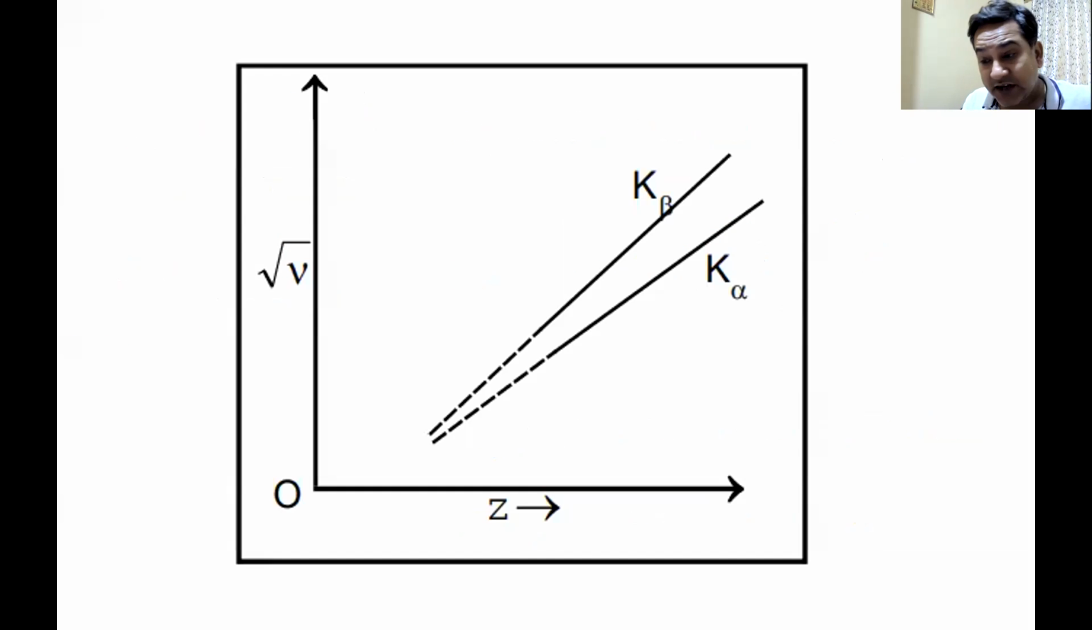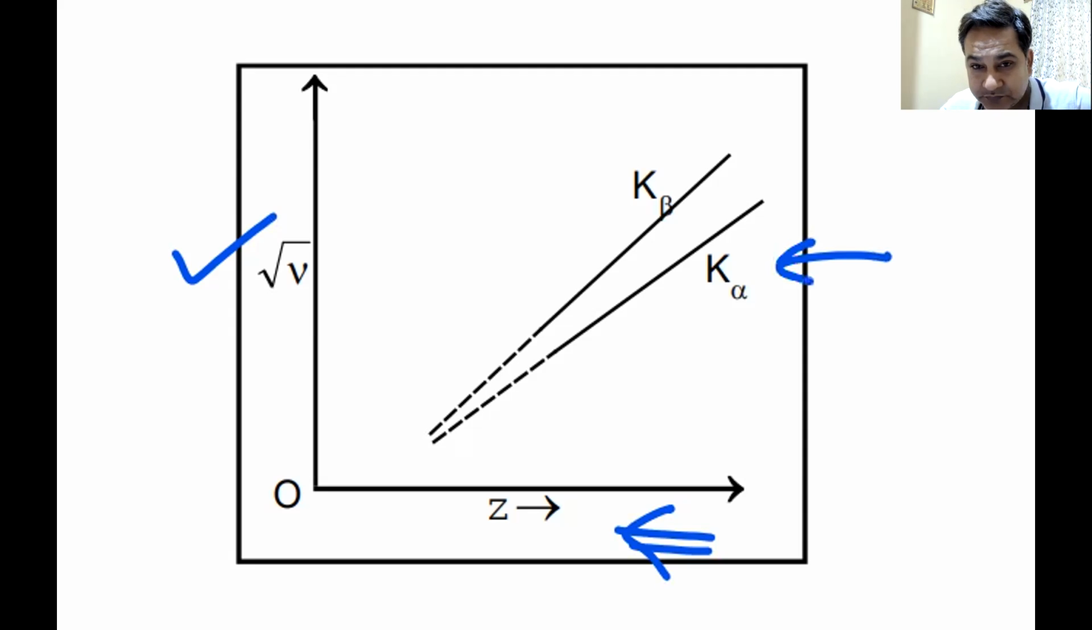That takes us to this graph. Again, all these graphs are so important that the same graph will come to you in the examination hall. Then please don't say, sir, what to do. This is a graph between the root of frequency and Z, the atomic number. Do you understand this? Yes, sir. And it is directly proportional. Root of nu is directly proportional to Z minus b, and therefore the graphs are straight lines. The alpha series will have less. The beta series will have more because the difference is more. Do we understand this? Yes, sir.